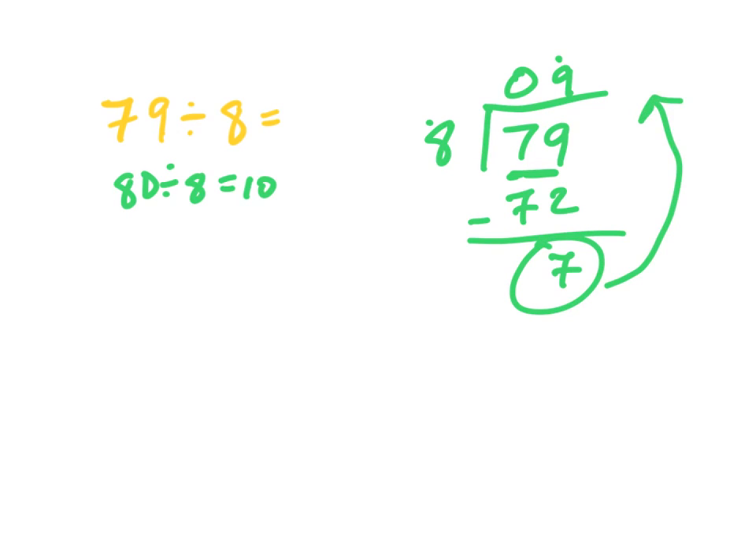So I would say this answer is 9, or I'd say the quotient is 9 remainder 7. So there are 9 full groups of 8 within 79 plus 7 left over.